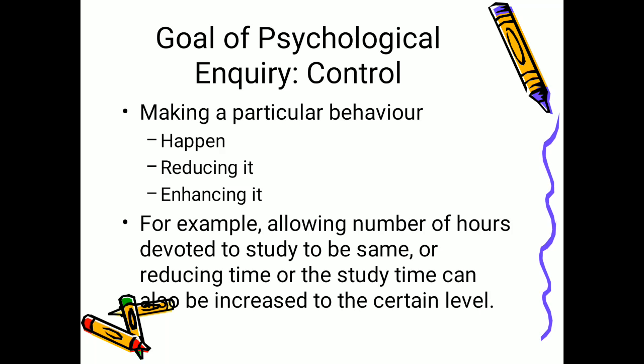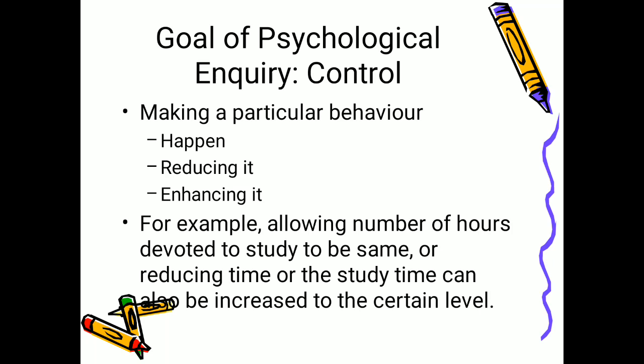so that the student can get good marks just by getting him a gift of his own choice. So behavior is being controlled. For example, allowing the number of hours devoted to study to remain the same, or reducing the study time, or the study time can also be increased to a certain level. For example, under control, either you reduce the particular behavior or increase the behavior.